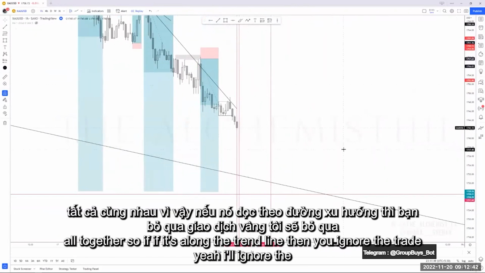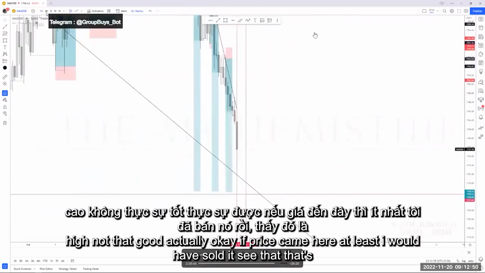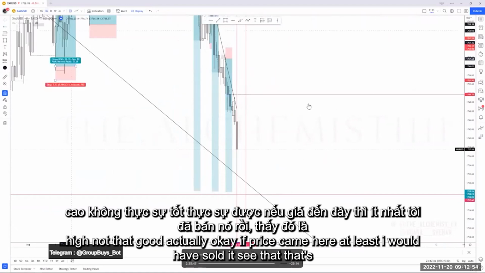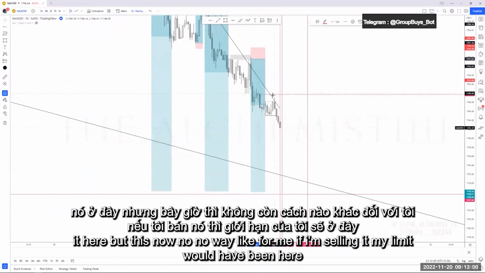So if it's alone the trend line, then you ignore the trade. Yeah, I'll ignore the trade because for me it must line up with some higher time frame level, or else it's not that good actually. Okay, if price came here, at least I would have sold it. See that? That's the closing price. See, a resistance. If price got here after taking out this high, I would have sold it here. But this now, no way.